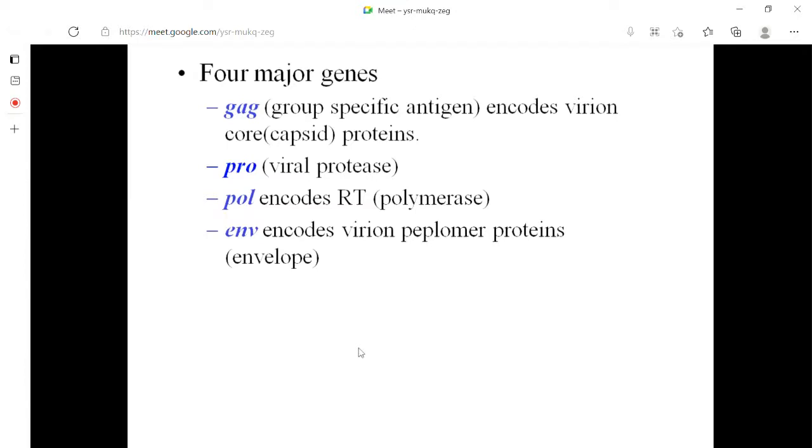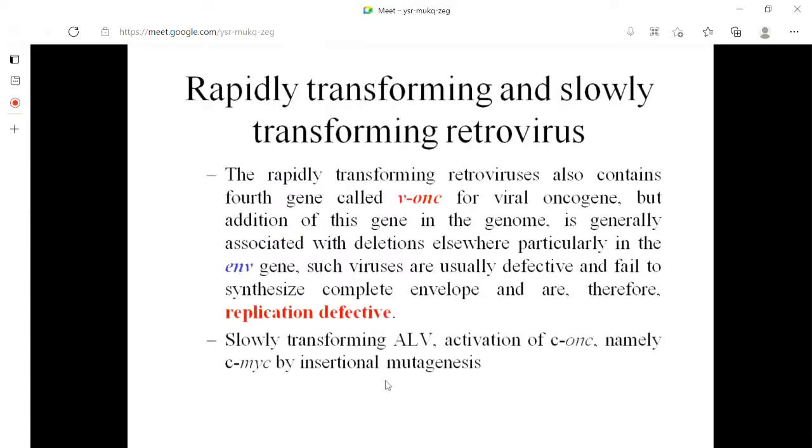What we need to understand is that the fully competent retroviruses have these 4 important genes: GAG, POL, PRO, and ENV. ENV codes for the envelope glycoproteins. POL is the gene coding for the RT enzyme. PRO is the viral protease enzyme, and GAG is responsible for group-specific antigens, mainly coding the capsid proteins. When these genes are present in proper orientation, we call them normal or non-defective retroviruses. However, in the retroviruses which carry a viral oncogene, V-onc, the V-onc gene usually remains within the ENV gene of the normal retrovirus. As a result, this retrovirus becomes defective.